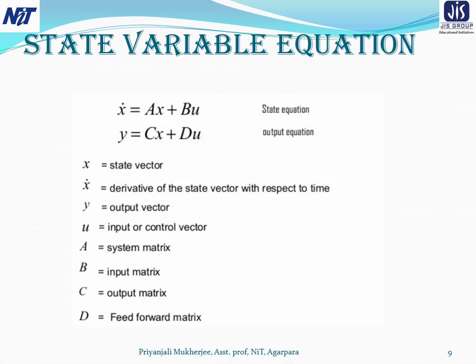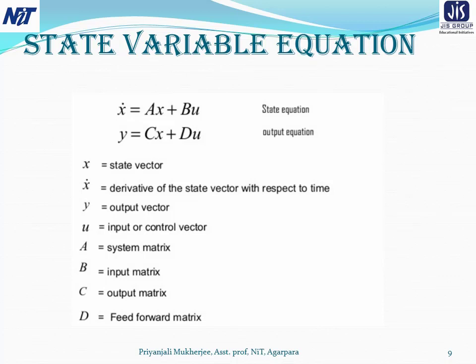In this equation, we can see that x is the state vector, x dot is the derivative of the state vector with respect to time, and x dot equals Ax plus Bu is the state equation, where A is the system matrix and B is the input matrix. Similarly, the output equation is y equals Cx plus Du, where C is the output matrix, x is the state vector, D is the feed forward matrix, and u is the input vector.